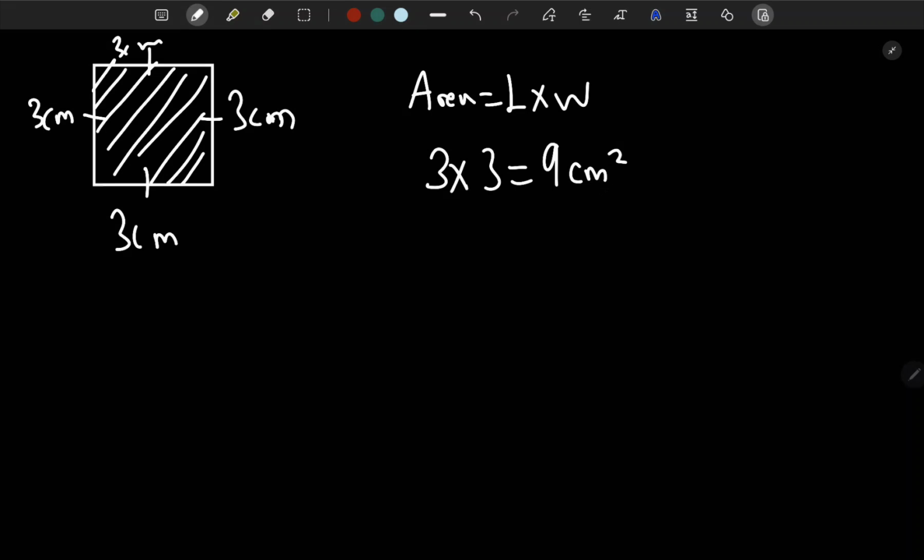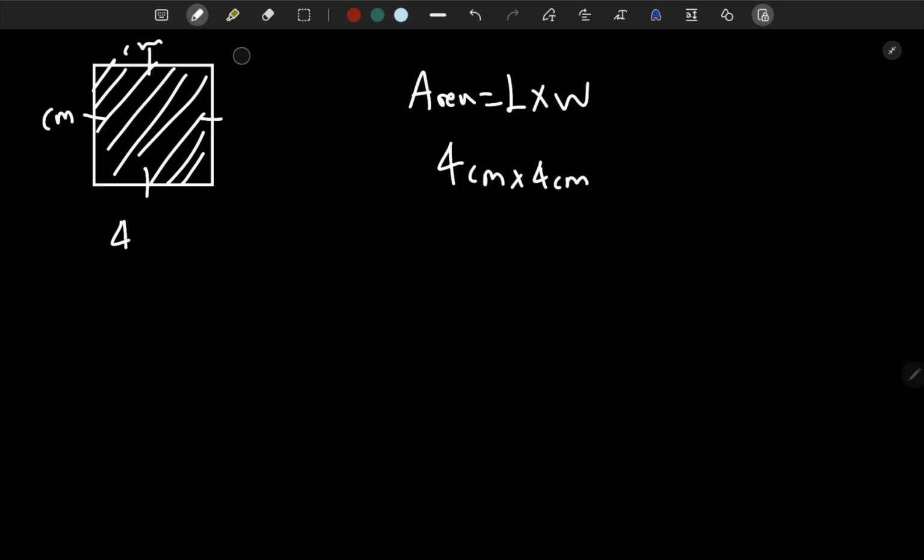So now what if one of the sides is modified to 4 centimeters? What do you think the area would be then? Applying the same formula again, since all of the sides are 4 centimeters, it will just be 4 centimeters multiplied by 4 centimeters. And let's actually change the unit over here. So let's say it is meters. 4 meters multiplied by 4 meters, and the answer would be 16 meters squared.